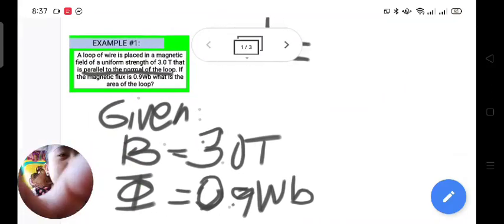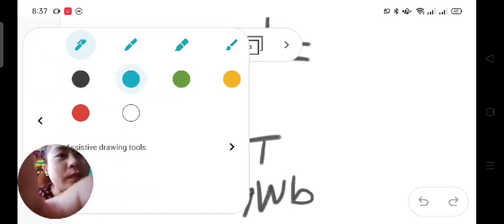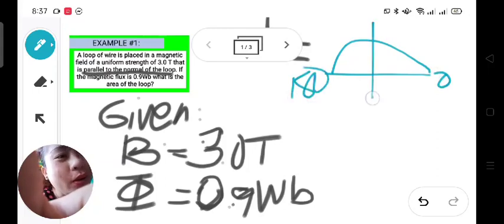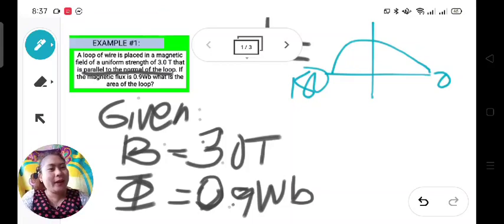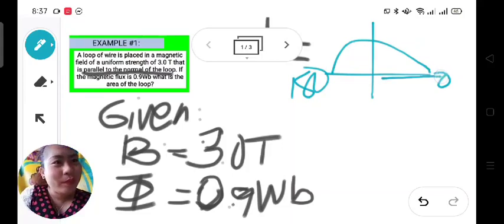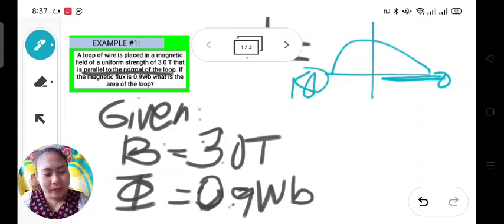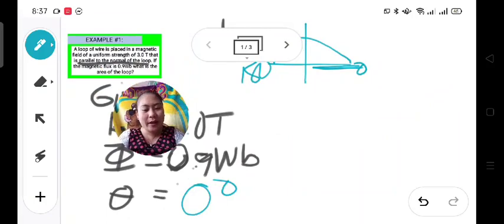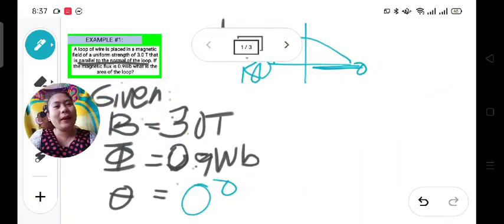Okay, in your protractor, this one is your protractor, 0 and then dito 180, di ba? So sabi ko, dito lang tayo hanggang 90 degrees. It is parallel to the surface. What will be the angle pag parallel to the surface? It is 0 o 180. Okay, so the answer is 0 degrees. So, we completed already the given.